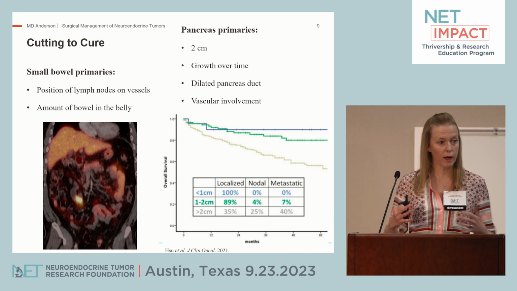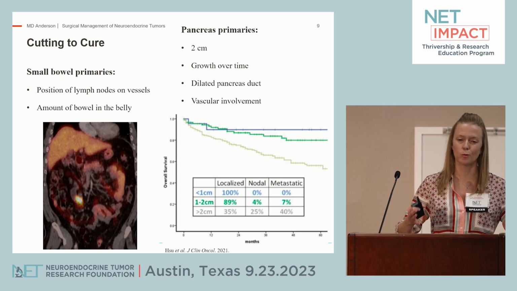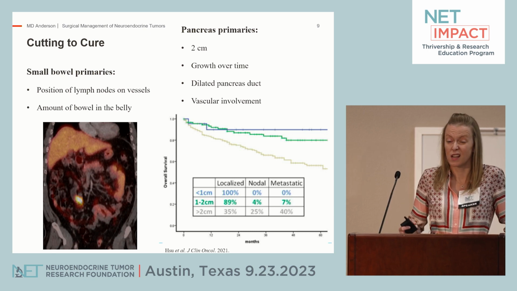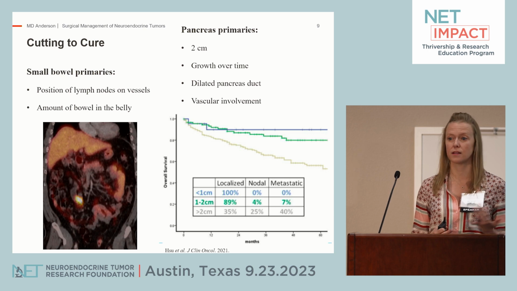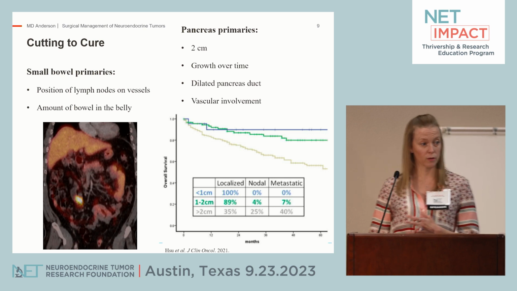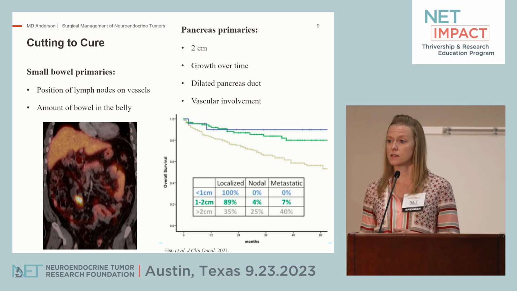Other things that we think about, particularly in patients who have these tumors that are like 1.5 to 2 centimeters, is it growing over time? Maybe it needs to come out. Is it pushing on the pancreas duct, maybe causing you pancreatitis? Another good reason to take these tumors out. And then we'll talk a little bit about how vascular involvement or involvement of the blood vessels might change our thoughts about things.